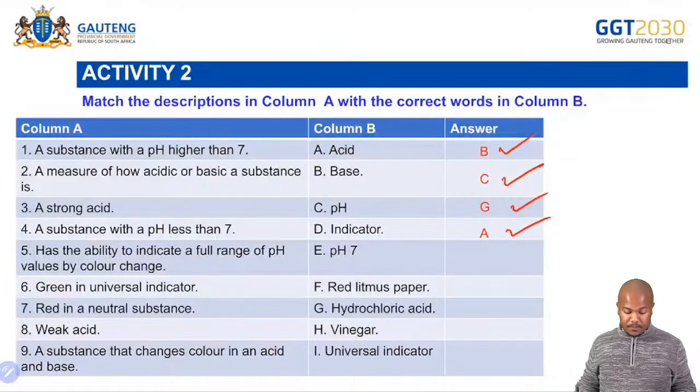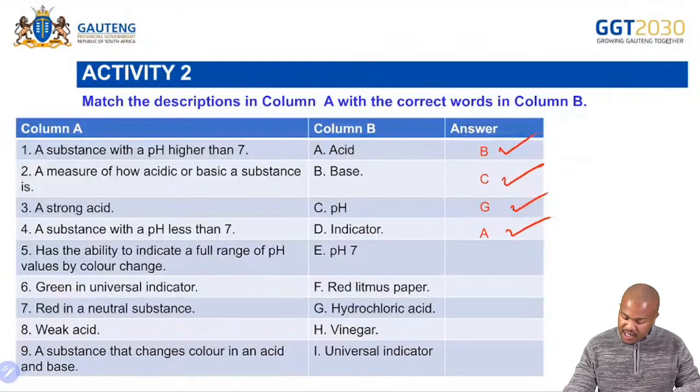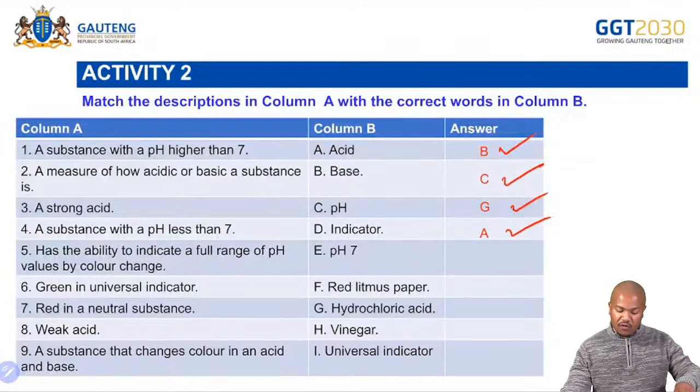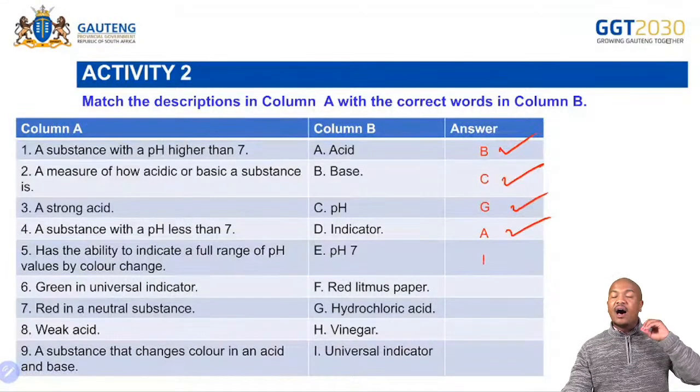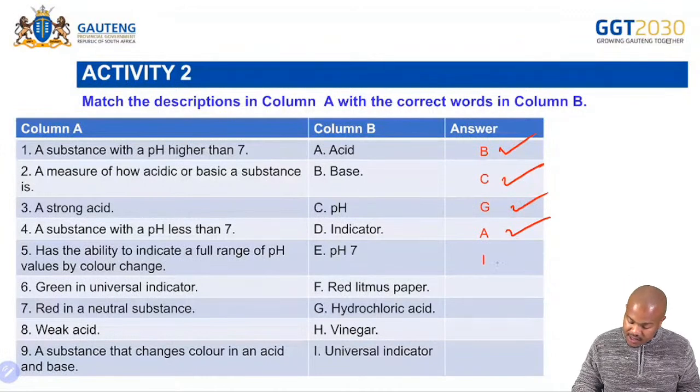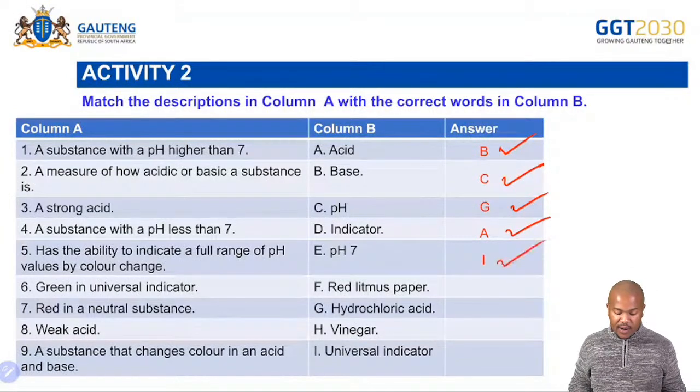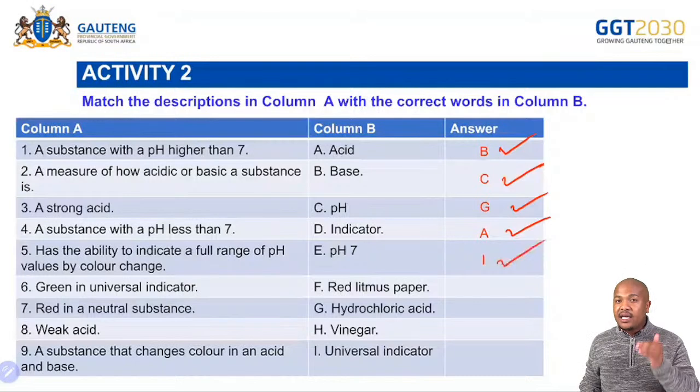Number 5, it has the ability to indicate a full range of pH values by color change, right? And the answer for that one is I, right? It is I. And I is what? Universal indicator.